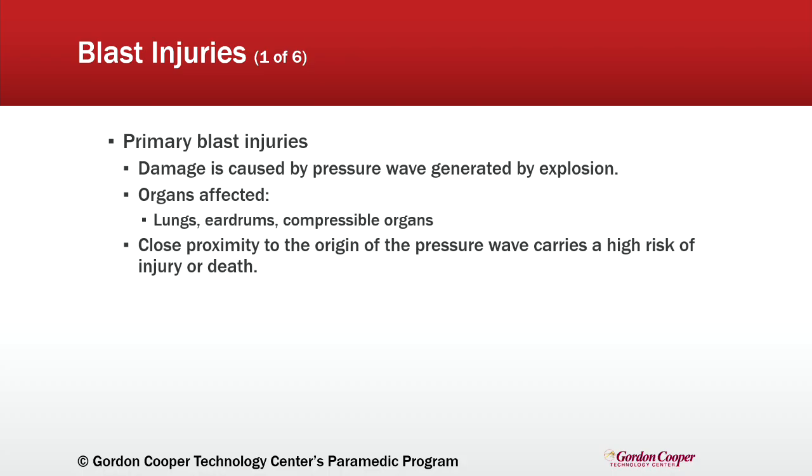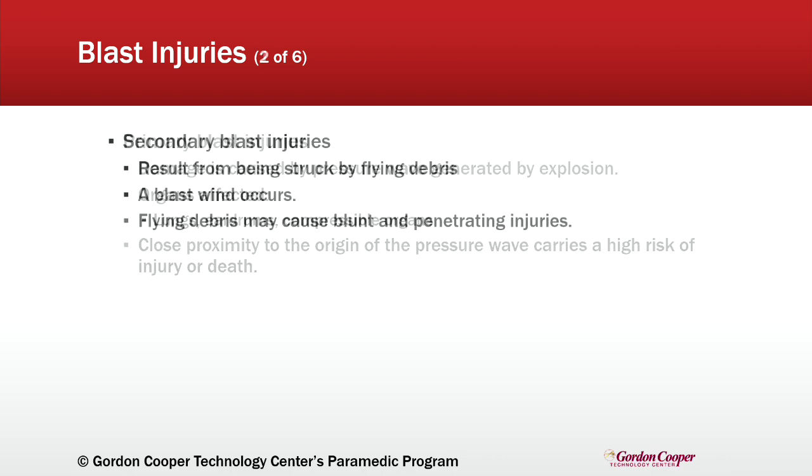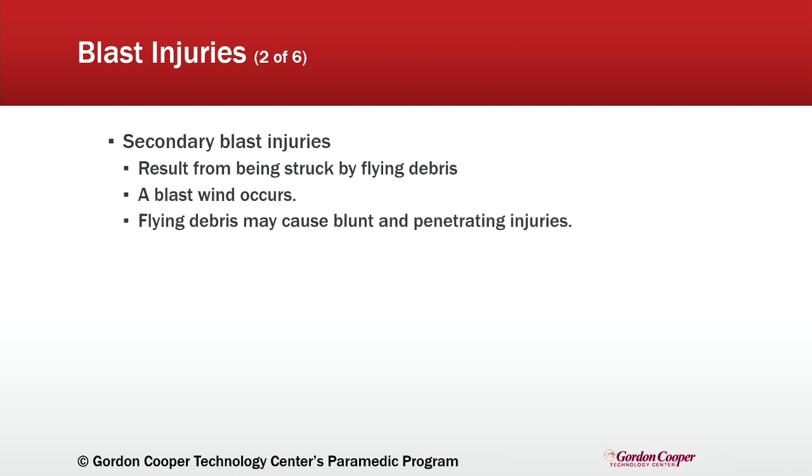So the pressure concentration comes from that rapid displacement, as well as the heat at the center of the blast. Organs most commonly affected are going to include lungs, eardrums, and other compressible organs, so those organs that have hollow spaces in them. Being close to the blast's origin significantly increases the risk of severe injury and, of course, death. The closer you are to it, the more likely you are to suffer significant injuries and death.